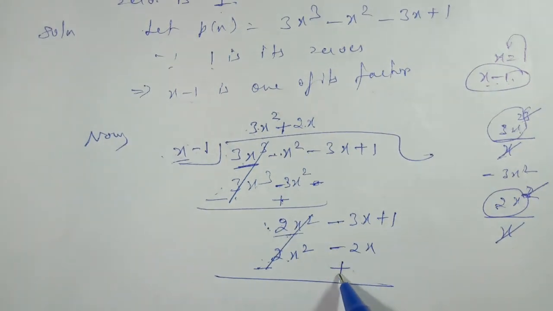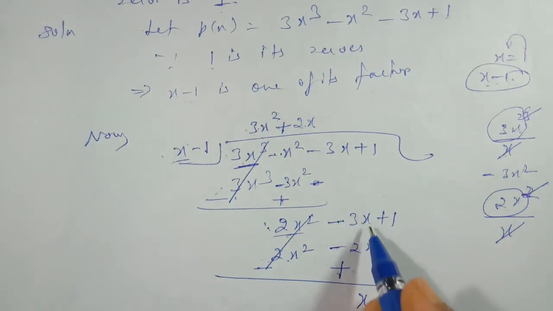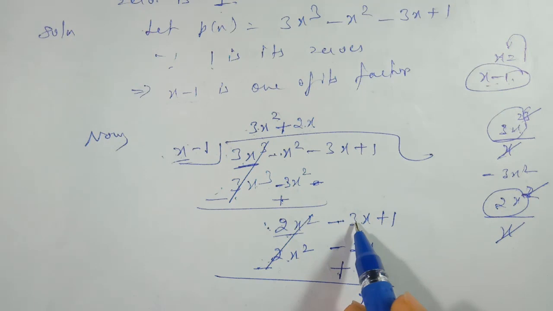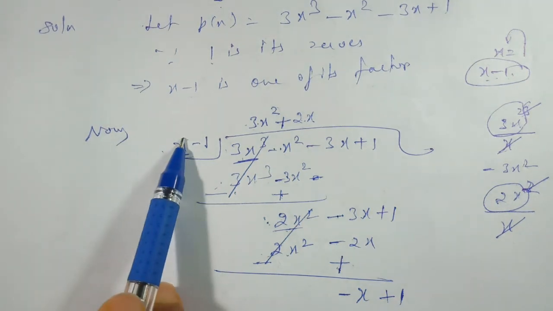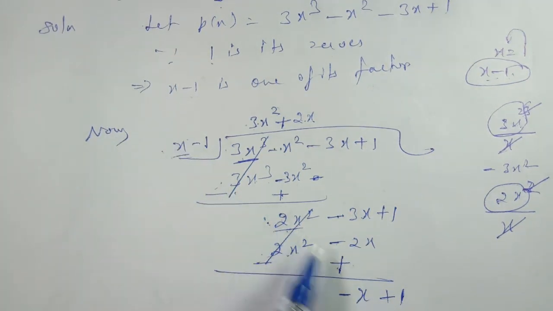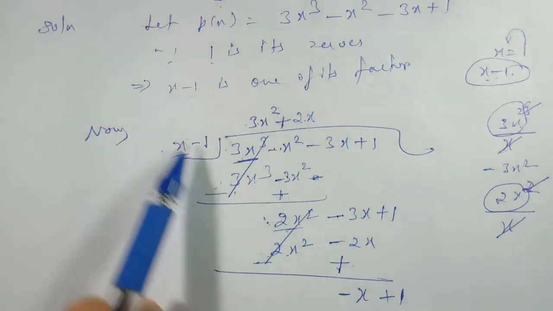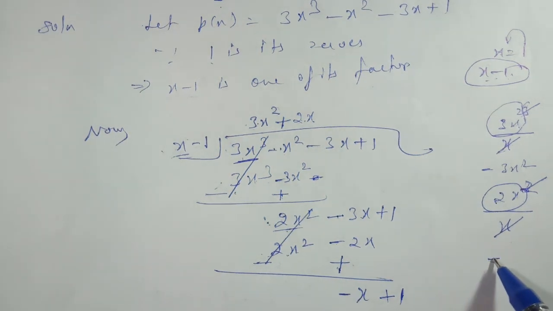Plus minus minus both will be cancelled because both of them are the same numbers. Again minus plus minus, both are opposite, it means they have to be subtracted. 3 minus 2 will give 1. No need to write 1, just write x. The largest number is 3, so we have to put the negative sign, minus x plus 1. Again we can divide. Since we are observing the degree of both dividend and divisor are same, so one more time we can divide.